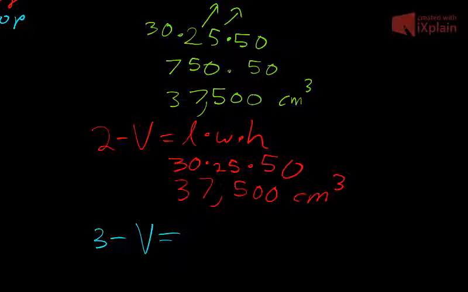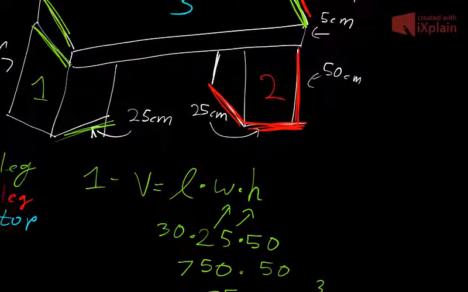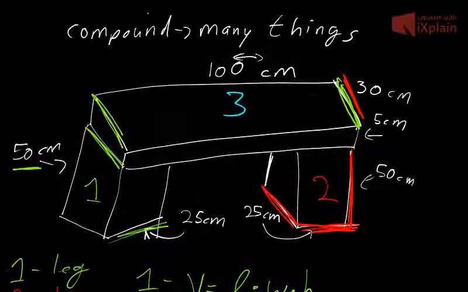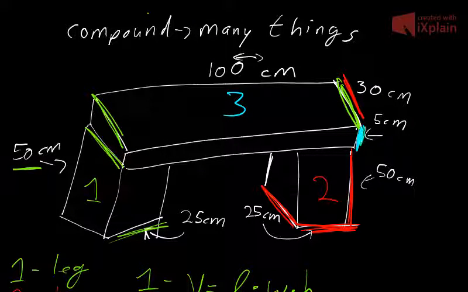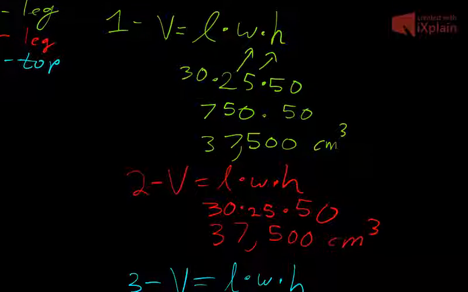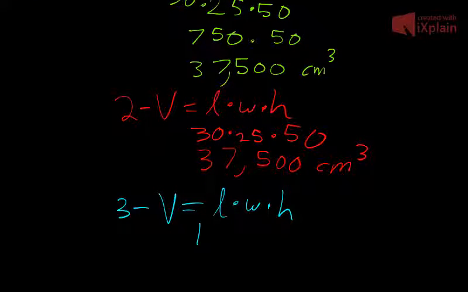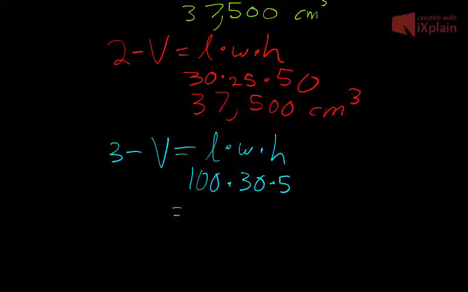And now I just have one more, which was my third portion of this, which was also box-like. So I'm going to say volume equals length times width times height. And I'm going to find what all 3 of these things are real quick. So my height is 5 centimeters. My width is 100. And my length is 30. So I have 100 times 30 times 5, which is going to end up equaling, that should be 150 times 100, or 15,000 centimeters cubed.